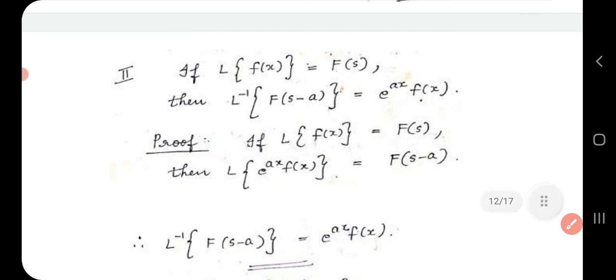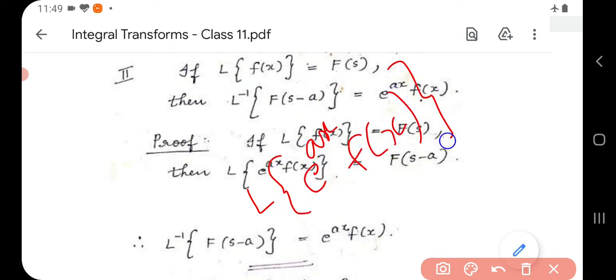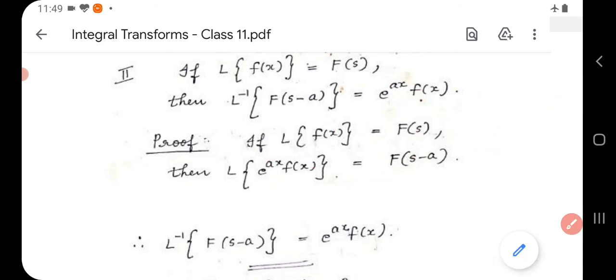Now another one. If Laplace transform of f of x is f of s, then L inverse of f of s minus a will be e raised to ax f of x. This we have studied as a theorem, right? Laplace transform of e raised to ax f of x equals f of s minus a, right? So what will be L inverse of f of s minus a? It is e raised to ax f of x. That's it. This theorem we have already studied under Laplace transform. Just the inverse will give you this theorem.